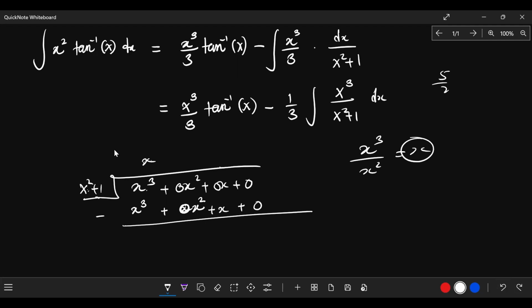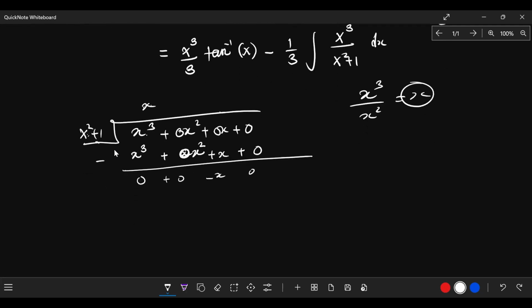So let's subtract: x cubed minus x cubed, this is 0. 0x squared minus 0x squared, this is just 0 also. 0x minus x, same as 0 minus x, we have negative x, right? So this is the remainder, because now you cannot divide this x squared plus 1 into this again. It's a remainder now.